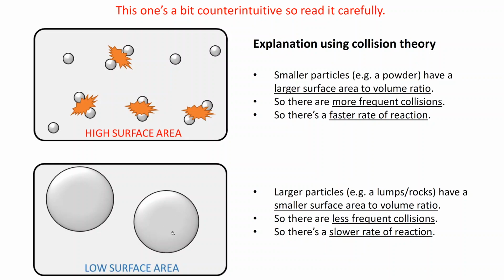In this reactant particle with the low surface area, which is larger, a lot of its actual matter is trapped on the inside of the particle. So it's not exposed on the outside, available to react. So we argue that smaller particles have a larger surface area to volume ratio. For example, powder. So with smaller particles, there's going to be more frequent collisions and a faster rate of reaction because they have a larger surface area to volume ratio.